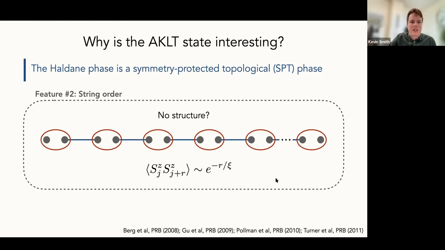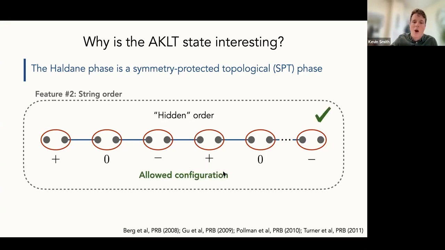The other thing that I'd like to highlight is that it displays what we call string order. So this is generic for an SPT phase. The basic idea is that if you measure, for example, the spin-spin correlator along the chain, so you measure every site in the Sz basis, what you'll find is that these correlations exponentially decay as a function of distance. So seemingly this indicates that there's no long-range structure in this state. However, if you look a little bit more closely, you'll see that it displays this sort of hidden topological order.